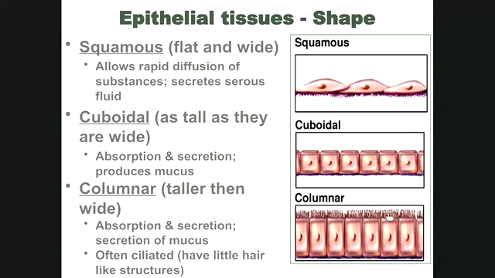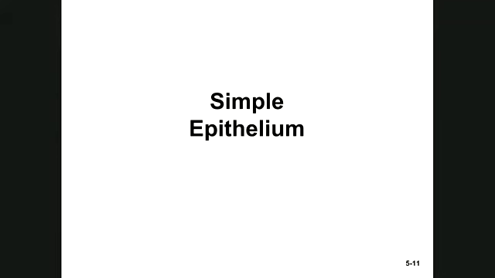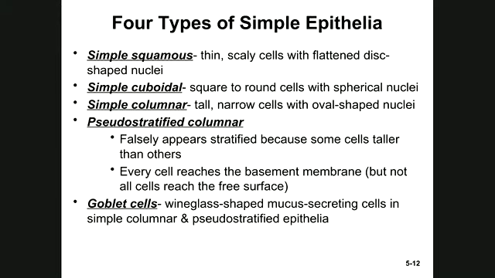And now I want to talk about simple epithelium for you. We have four types of simple epithelia: simple squamous, simple cuboidal, simple columnar, and pseudostratified columnar. And now I want to show you the pictures and their locations. I will talk about goblet cells later for you.